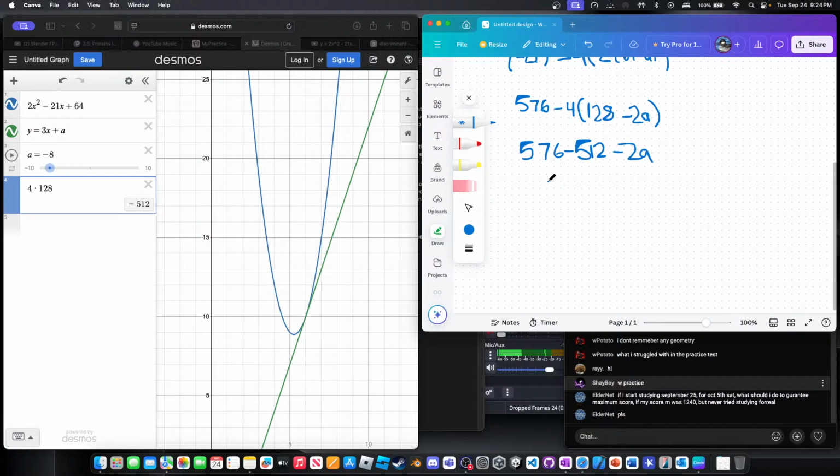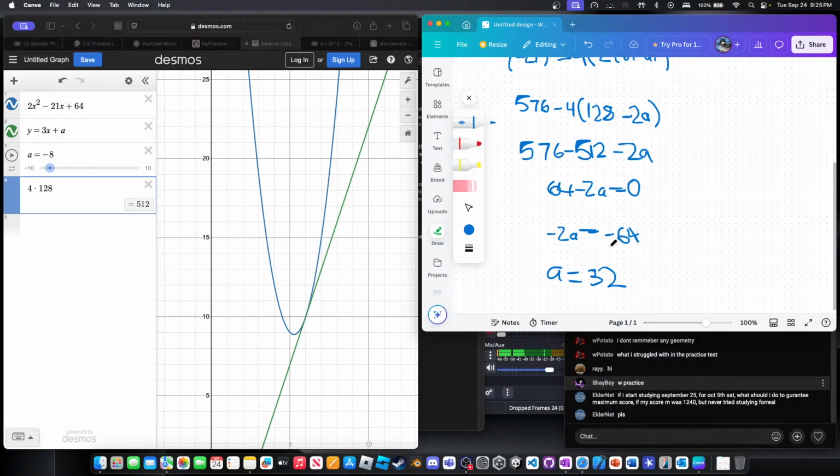Okay, and then that would equal 64 minus 2a. Make sure it's equal to 0. And then minus 2a is equal to 0. No, wait. It's equal to negative 64. A is going to equal 32. So now a is equal to 32.